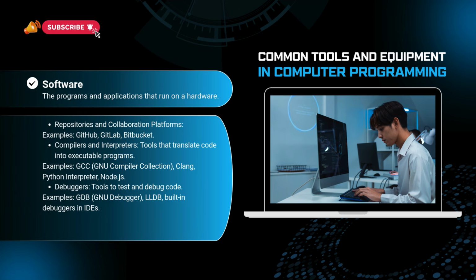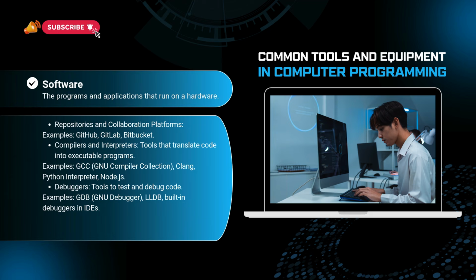When writing code, mistakes are almost unavoidable. Sometimes the program doesn't run as expected, or it produces the wrong output. A debugger allows us to pause the program, inspect what's happening step by step, and identify where the problem lies. For example, GDB, which stands for GNU Debugger, is commonly used with C and C++ programs. LLDB is another debugger that works closely with Clang and Xcode.